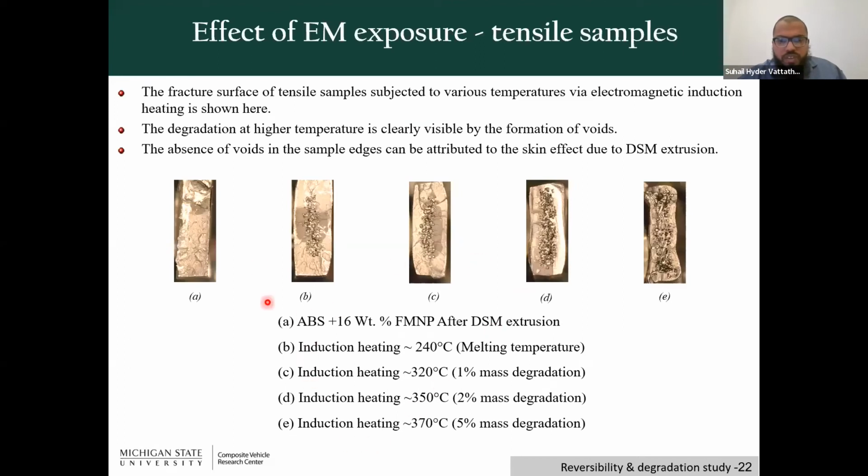I just wanted to show the cross-sectional image of the adhesive, the tensile coupon, at different temperatures when it is subject to EM heating. You can see that by the time it is exposed to 370C, it is fully degraded. So we need an optimum EM processing so that we avoid this kind of degradation within the sample.